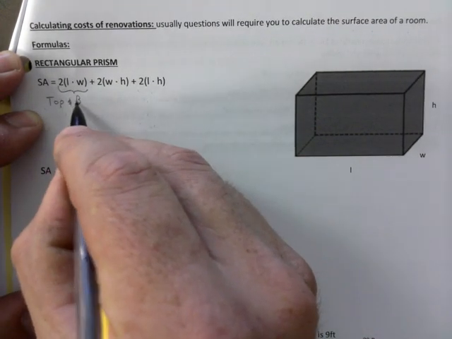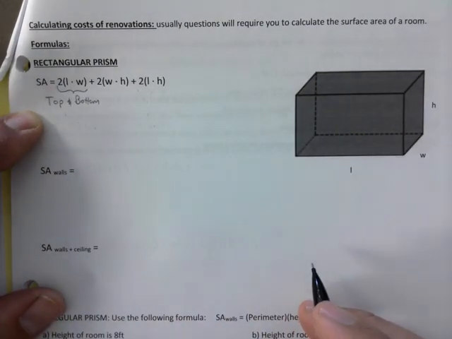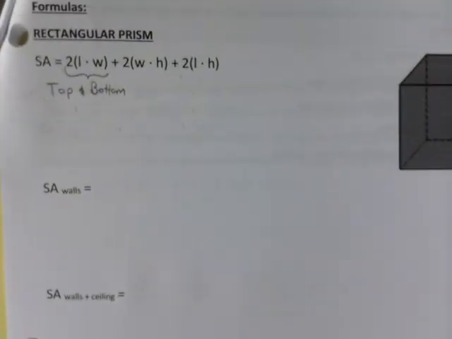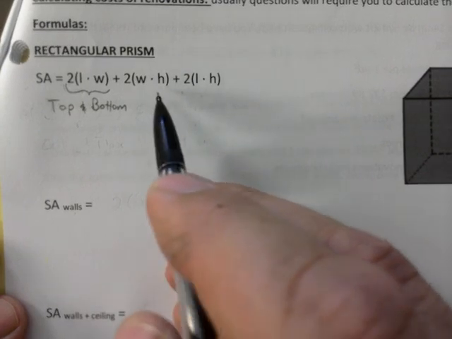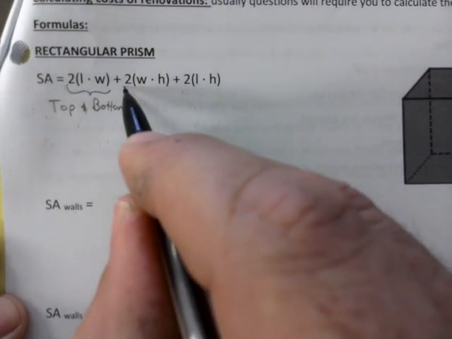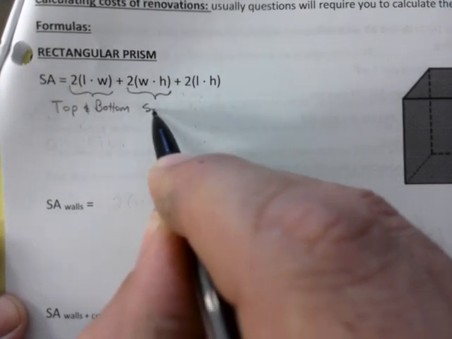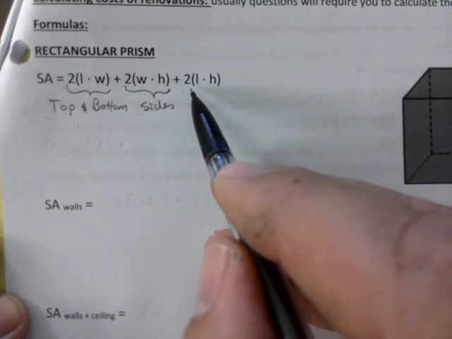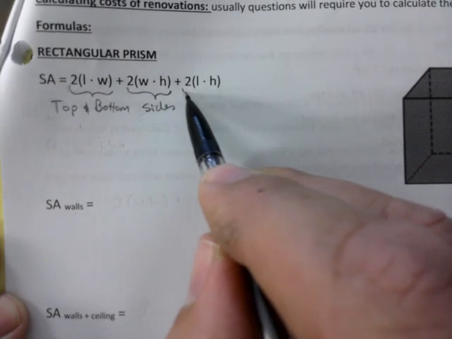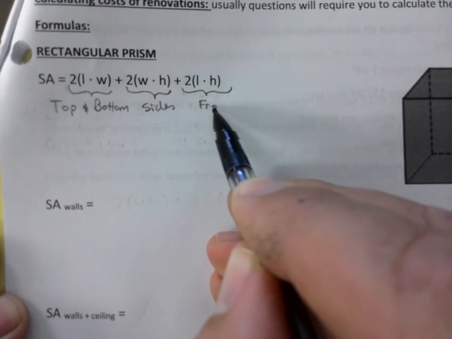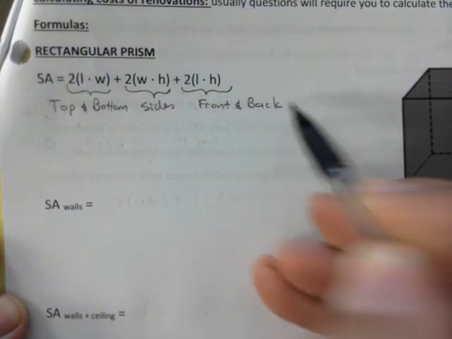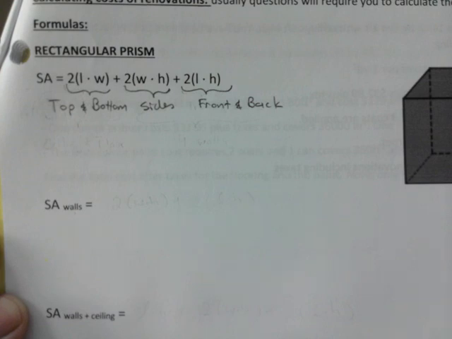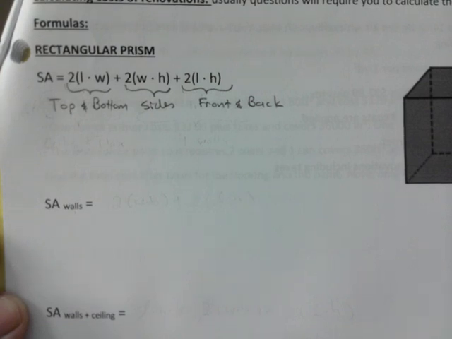This is on page 10. Okay. Let me zoom into that a little bit so you can see it. That's top and bottom. If you multiply the width and the height, the width and the height would be the sides. And the length and the height would be the front and the back. So that's in general how you should see the surface area of a rectangular prism, right?